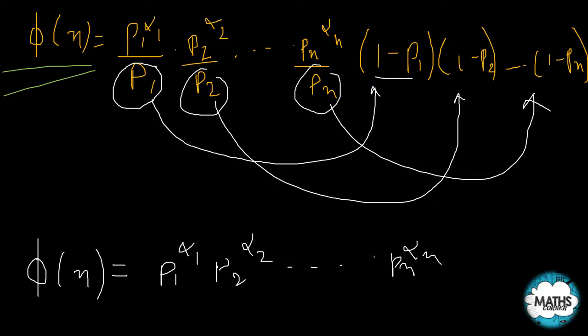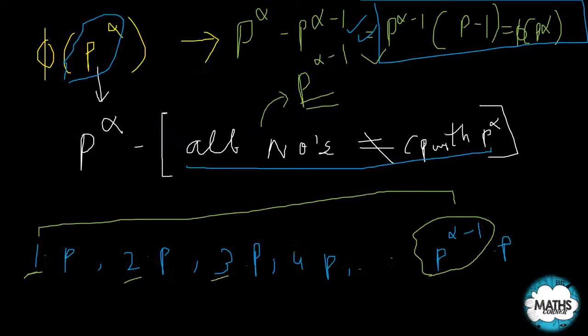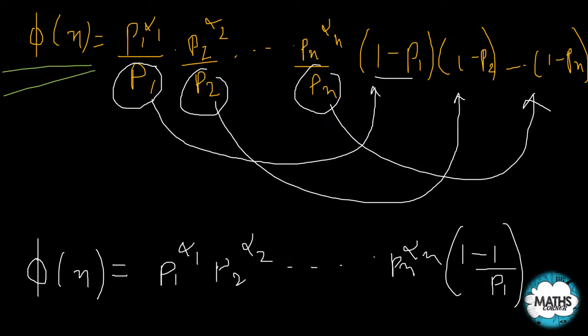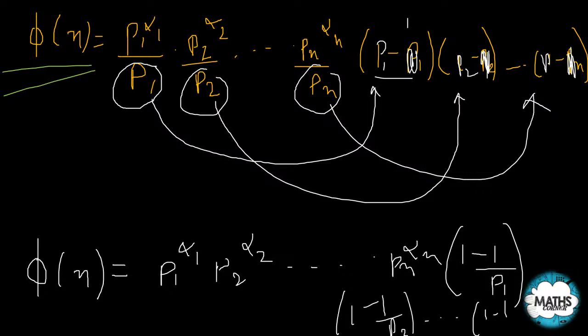This will become 1 minus p1 by p1, which will be 1 minus 1 by p1. Now when I transfer this here, I will get 1 minus p1. Let me see, p minus 1. So it's not 1 minus p1, it is p1 minus 1, and this is p2 minus 1, and so on till pn minus 1. Now I will transfer there p1 into 1 minus 1 by p2, and so on till 1 minus 1 by pn. Okay, so this is my value of phi of n.